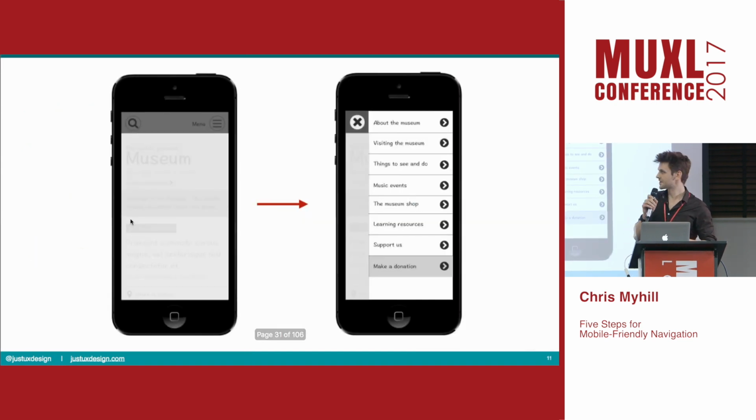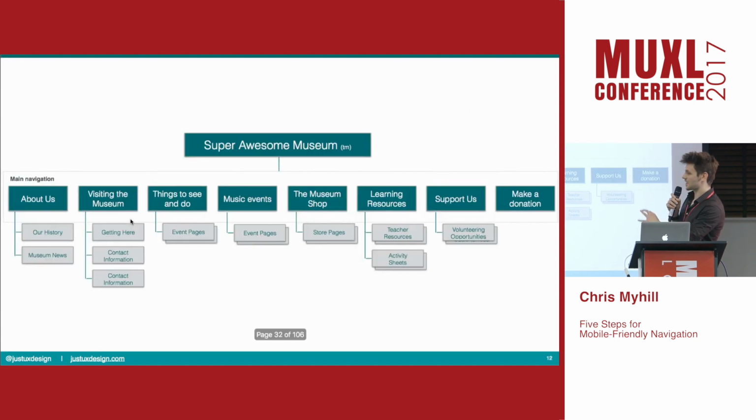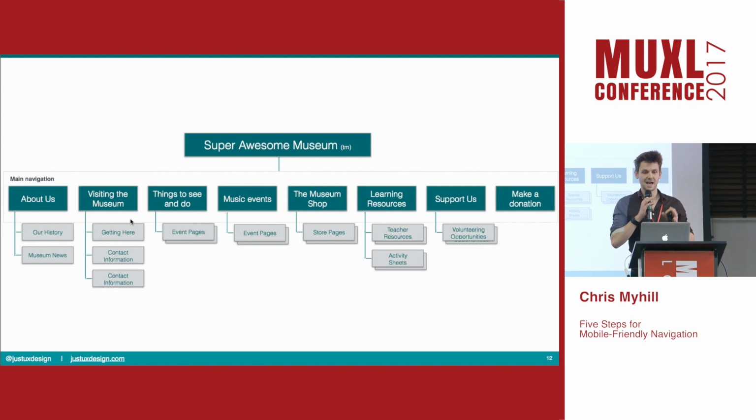So we've done our research. We've got some ammunition here. How can we turn this into something a bit more usable? Well, start with information architecture. So abstract it to a sitemap and look at what's in this site.